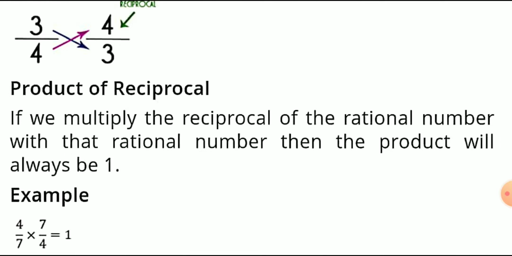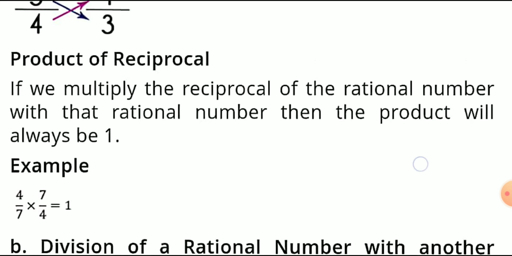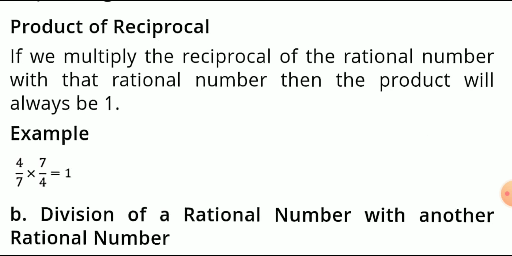So product of reciprocals: if we multiply the reciprocal of a rational number with that rational number, then the product will always be 1. That is also known as the property of multiplicative inverse.